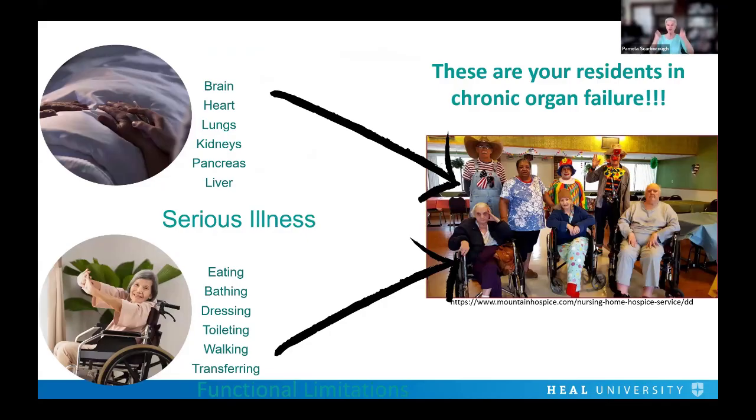So these are some long-term care residents. These are your residents that are in chronic organ failure. They're still moving around, but they would not be in your building to begin with if they were not in some type of organ failure.